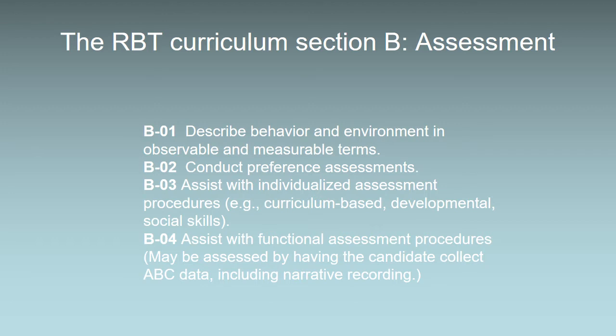RBT Curriculum Section B has to do with assessing items and defining behaviors. B01 is describe behavior in the environment in observable and measurable terms. Remember, we want to be objective. We want to say what's going on, who's there, when did the behavior occur, and what was the behavior.